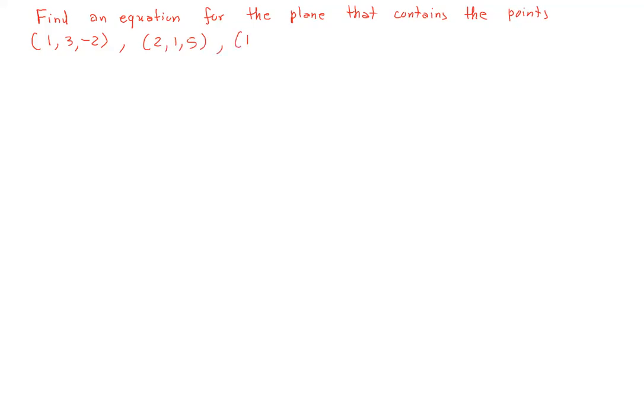Find, again, the correct thing is to say an equation for the plane that contains the points (1, 3, -2), (2, 1, 5), and (1, -1, 2). Okay, so let's say that we want to find a plane.